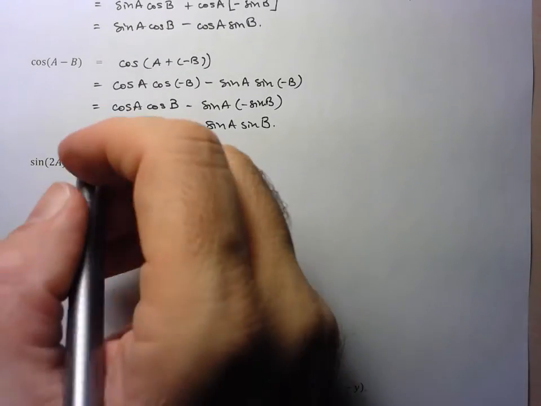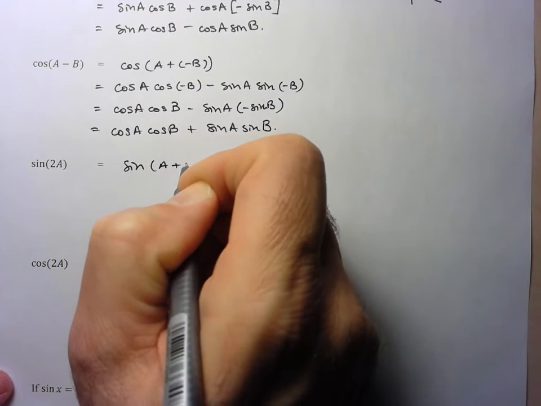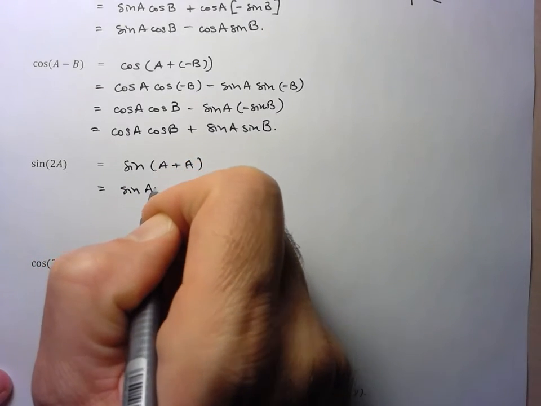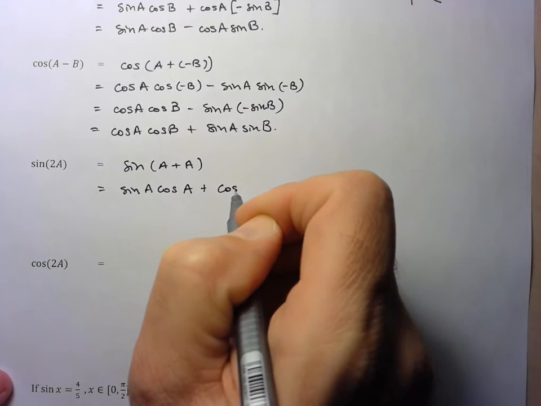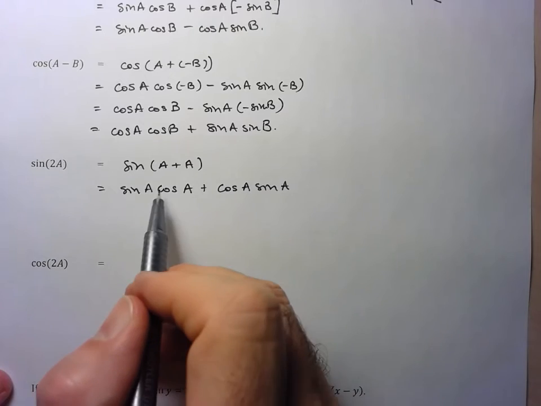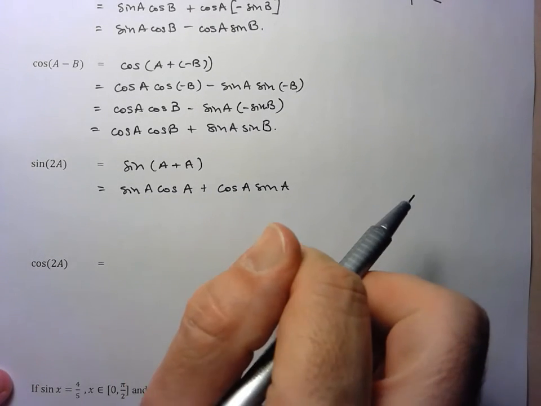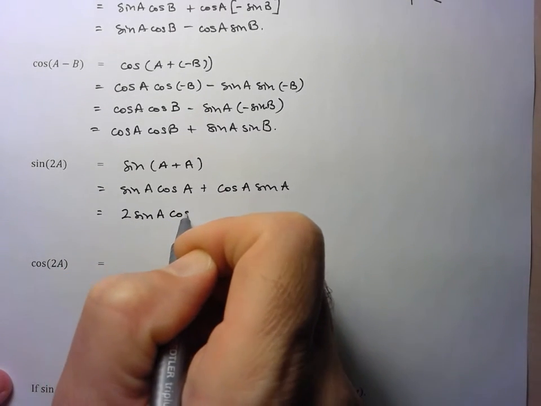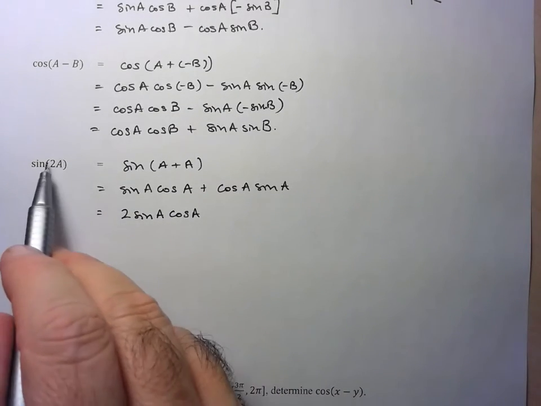Let's take a look at sine 2a. Well, again, I'm going to write this as a sum, as a plus a. So now I can apply my formula. Sine of the first times cos of the second, which happens to be the exact same angle, plus cos of the first times sine of the second. And this is where we realize, hey, these two expressions are exactly the same since multiplication is commutative. So I can just flip that around, and this becomes 2 sine a cos a. There we go. This is what we call the double angle formula for sine.